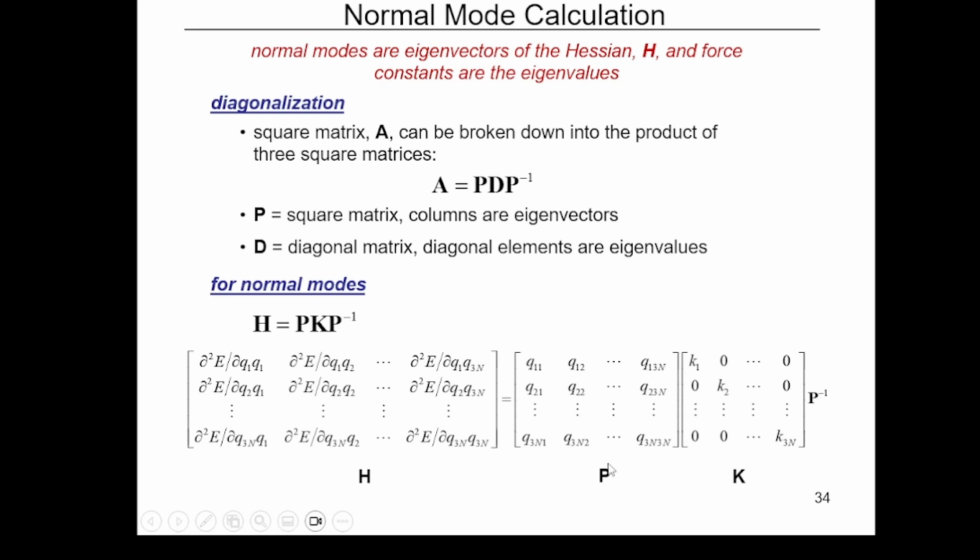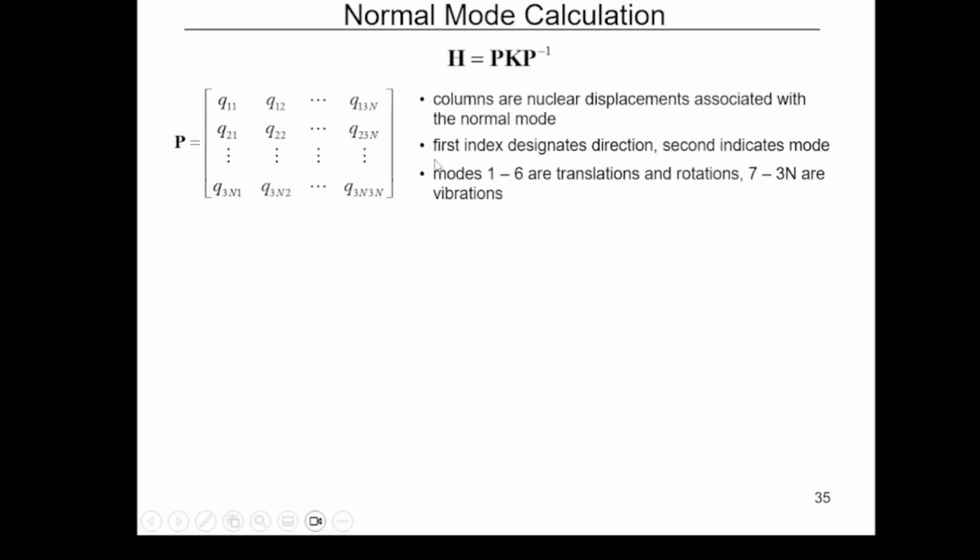Now in this case, in the P matrix, these columns are nuclear displacements associated with normal modes. You can see here it contains two numbers. The first index, the one here, 1, 1, 1, and so on, indicates direction, like in which direction the atoms will move. The second digit here indicates the mode.